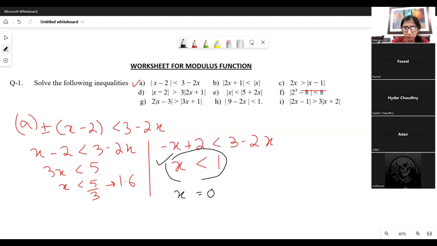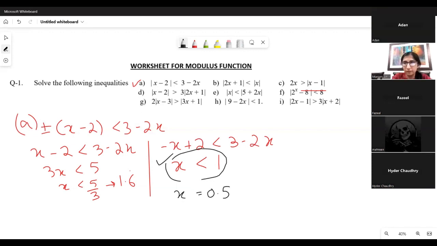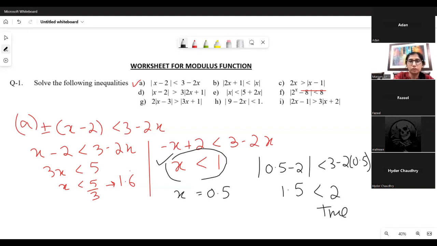x is equals to 0.5. Okay, so when x is 0.5, let's put it back. Modulus of 0.5 minus 2 is less than 3 minus 2 times 0.5. So we have 1.5 here is less than 3 minus 1, which is 2. Yes, so it is true. So ये तो ठीक हो गया.